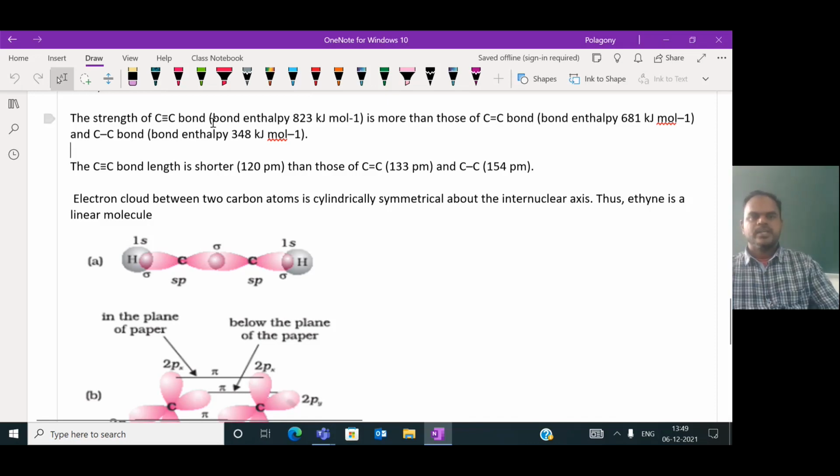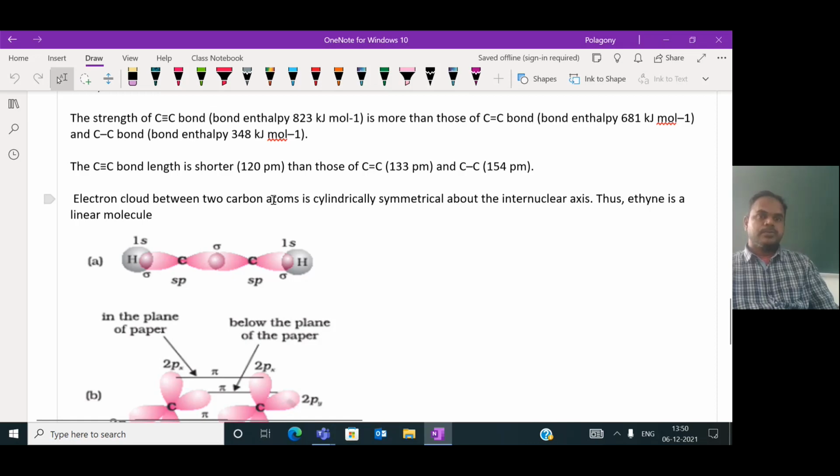The strength of the triple covalent bond between carbon and carbon, the bond enthalpy, is around 823 kilojoules per mole, which is more than the C=C double bond enthalpy of 681 kilojoules per mole, whereas the C-C single bond enthalpy is 348 kilojoules per mole. So the triple covalent bond length is 120 picometers, a very short bond length, whereas the double bond is 133 picometers and the single covalent bond is 154 picometers.